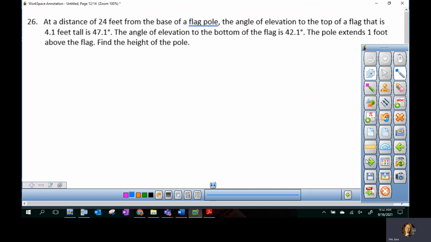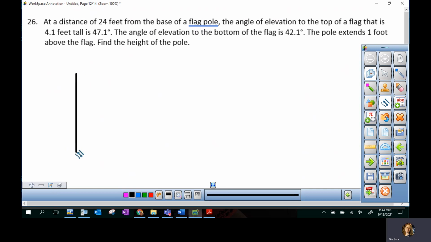Make sure we get it labeled correctly according to what's given. And then we will label what's O, A, and H. And then we will determine what trig function we're using and solve it. And then go back and see, is there anything additional we have to do besides evaluating the trig equation? Sometimes there's something extra at the end. So in this case, we have a flagpole.